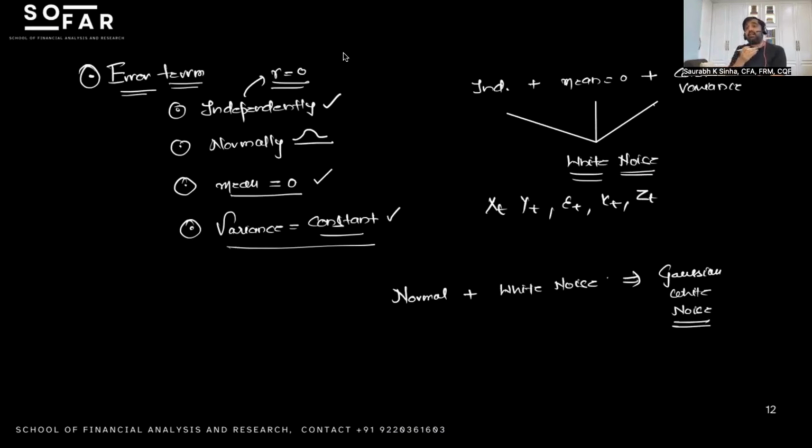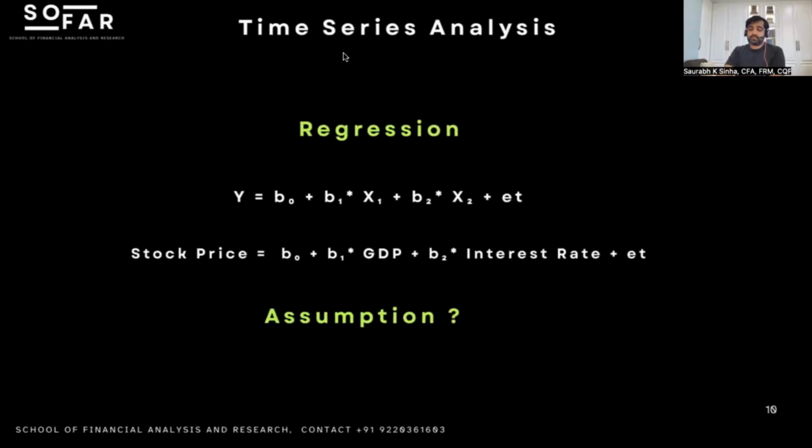If I say that in a regression, the error term has to be white noise or Gaussian white noise? Gaussian white noise. So the assumption in regression is Gaussian white noise. The same assumption has to be respected here in the time series analysis. That assumption is that the error term has to be either white noise or Gaussian white noise. Where it has to be white noise and where it has to be Gaussian white noise, we'll study later. But it has to be Gaussian white noise.